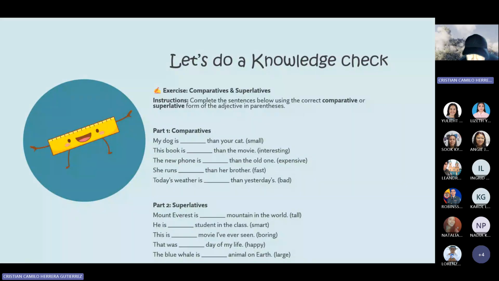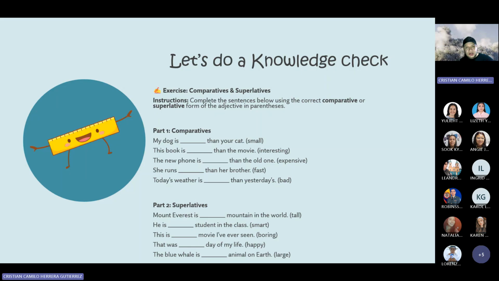For the following two exercises, can Karen Daniela help me out, please? Okay, that was the happiest day of my life. And the blue whale is the largest animal on earth. Excellent job, Karen Daniela. That is correct.